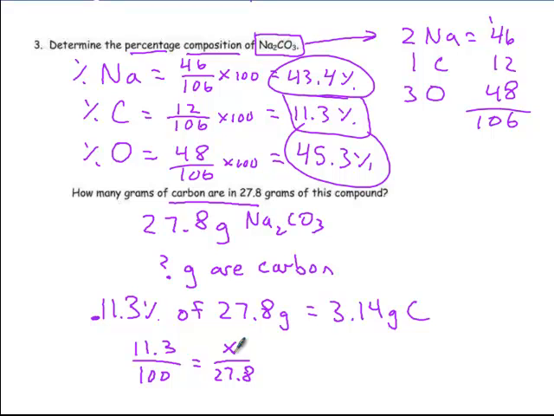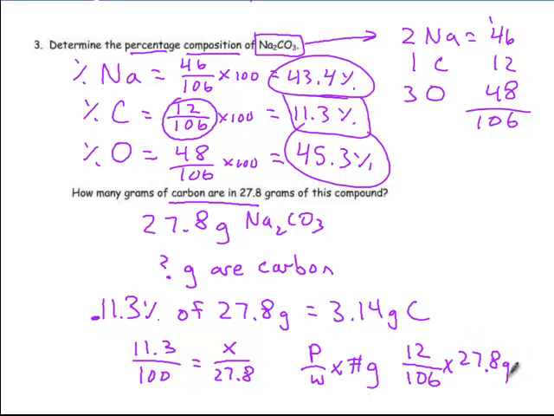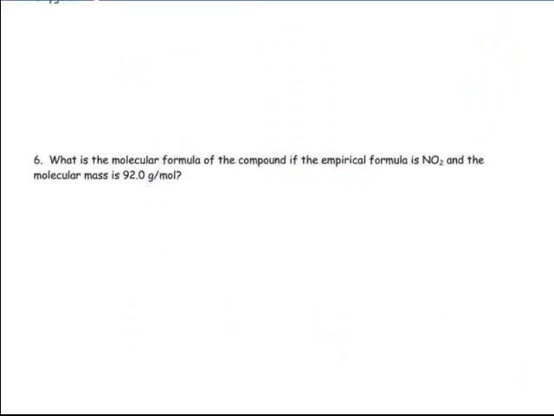The other way that I show how to do this then is you can do part over the whole again, but instead of multiplying by 100, multiply by the number of grams. It's essentially the same thing as the ratio. So the part would be 12. The whole thing was 106 right from here. And then times 27.8 grams. Any way we do it, the answer is going to be 3.14. So 3.14 grams. All right, next question.